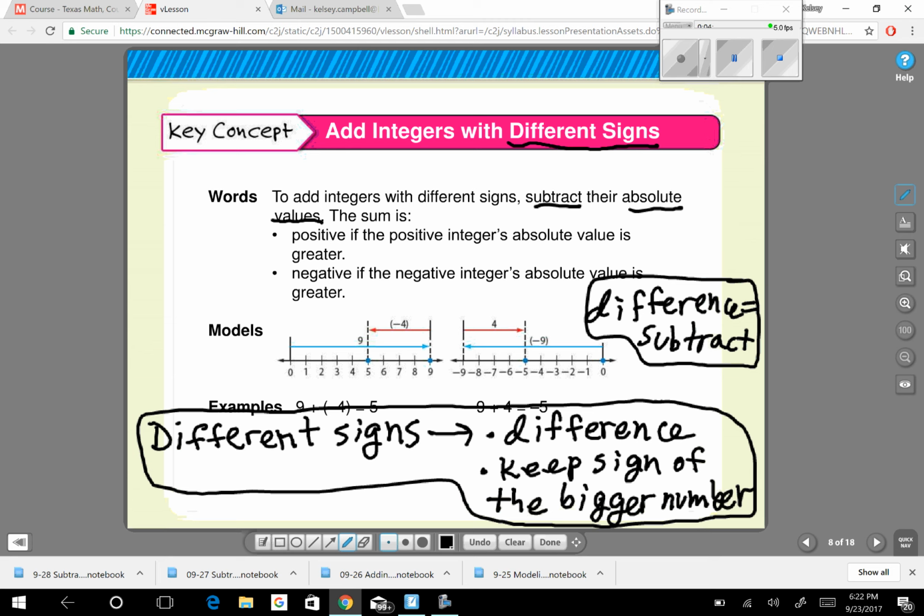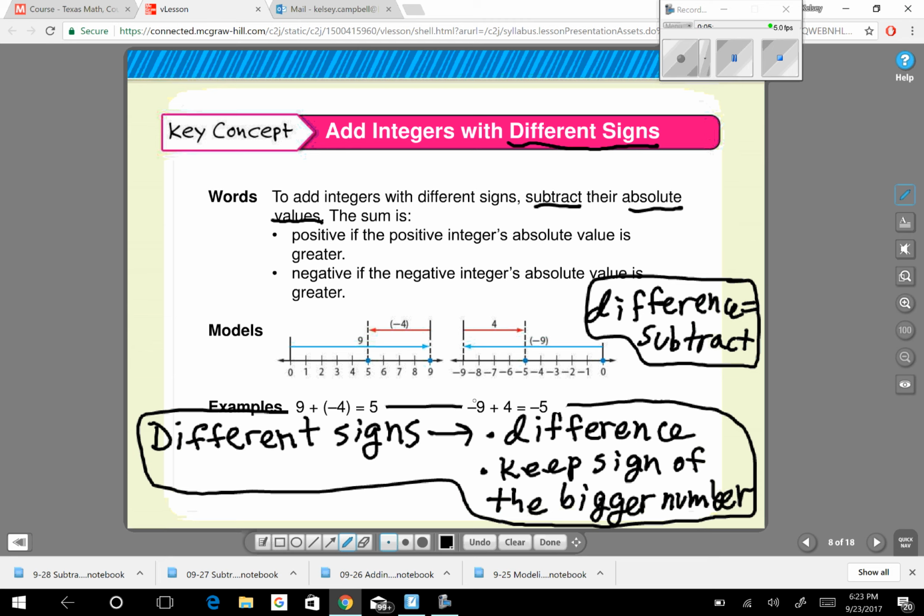All right, and you can see here they've got a couple examples for us. Okay, 9 plus a negative 4 comes out to be a positive 5. You can see with the models that we did the other day. But look at the rules. They have different signs. This one's positive, and that one's negative. So you take their difference, 9 minus 4, and then you keep the sign of the bigger number. Who is bigger, the positive one or the negative one? Obviously the positive one. 9 is bigger than 4. So our answer is going to be positive.